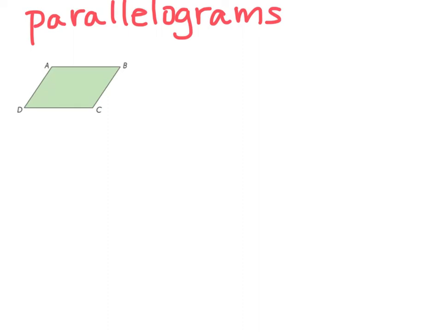Besides squares and rectangles, there are other four-sided figures that have their own special properties. In the figure ABCD, line AB is parallel to line DC, and line AD is parallel to line BC. Figure ABCD is called a parallelogram. Here are three other examples of parallelograms.